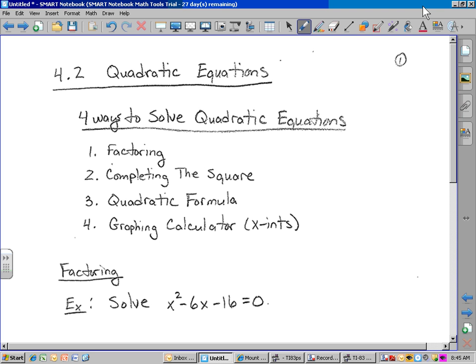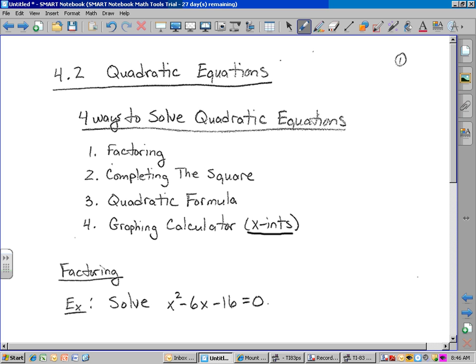Jumping down to number 4, graphing calculator is the same way. Graphing calculator is if we put the equation in and graphed it and looked for x-intercepts. That's nice if there are x-intercepts. When solving quadratics, you don't always get real solutions. You could also get imaginary solutions, which the graphing calculator cannot tell us. So the graphing calculator, again, is short and easy, but does not work for every single problem.